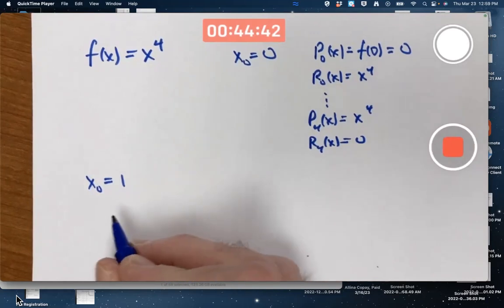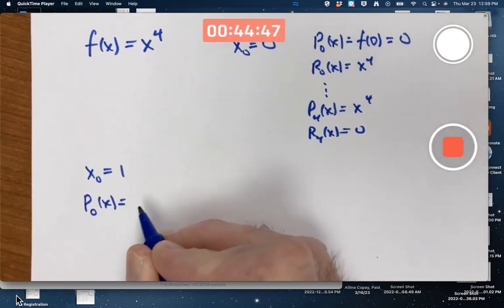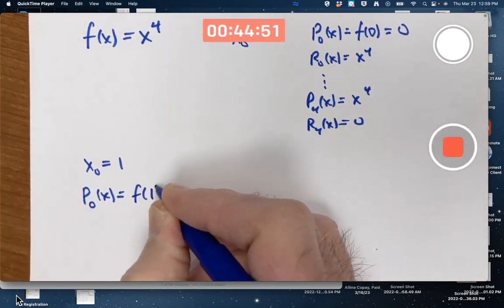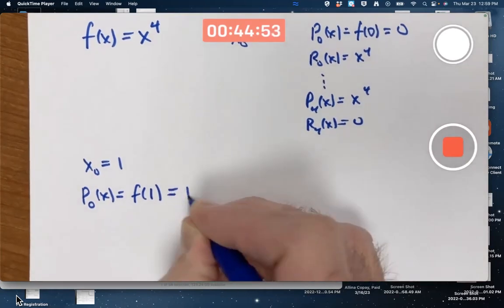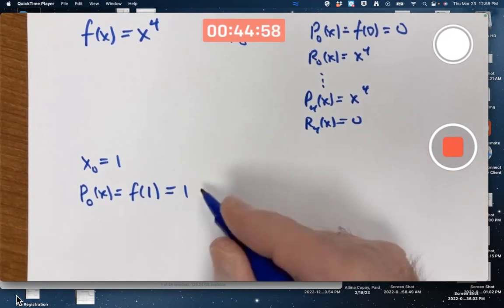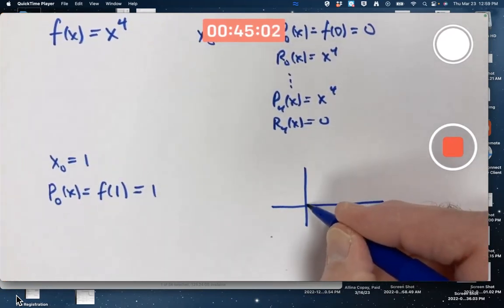So what's P0 of x? That's, again, the zeroth degree polynomial approximation. That's just the function value at x0. That's just f of 1, which is 1. We're using the constant function 1 to approximate x to the fourth near 1.